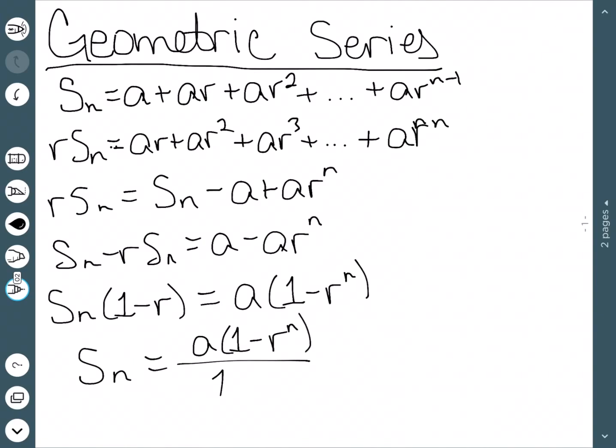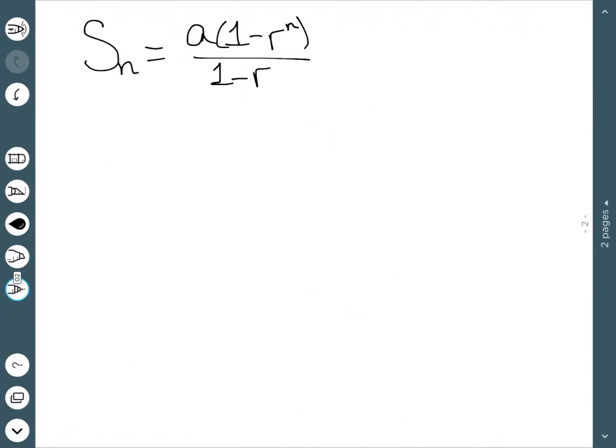So now the question is, why did I go about doing all of this? Well, a geometric series is just taking the limit of this as n goes to infinity. So all I need to do now is take the limit. If I take the limit as n goes to infinity, I'm going to have two things happen.